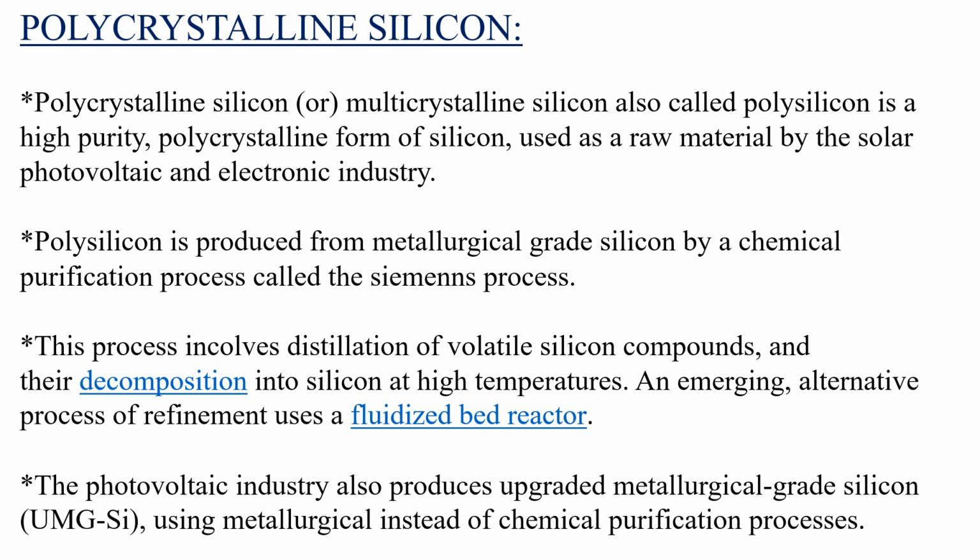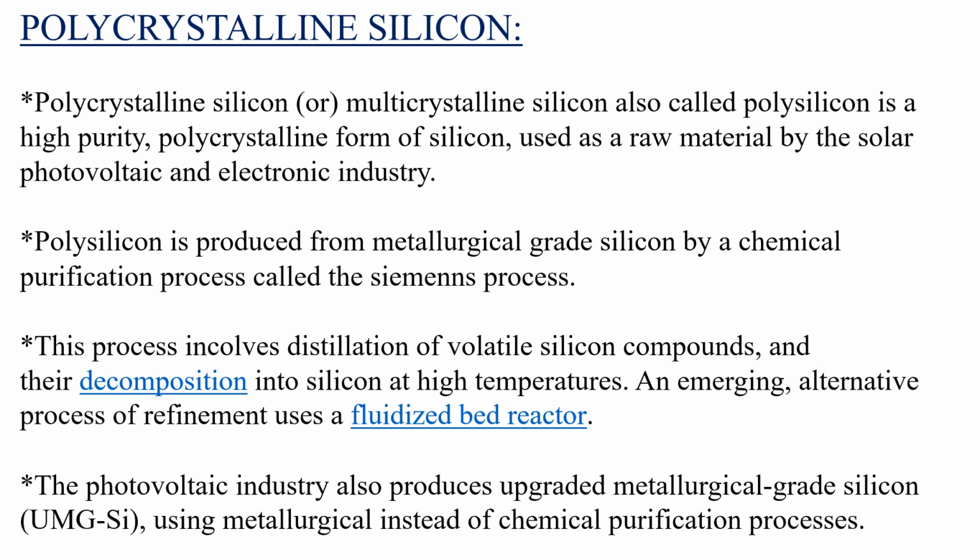The last type of solar cell is polycrystalline silicon. Poly means more or many. Polycrystalline silicon or multicrystalline silicon, also called polysilicon, is a high purity polycrystalline form of silicon used as a raw material by the solar photovoltaic and electronic industry.